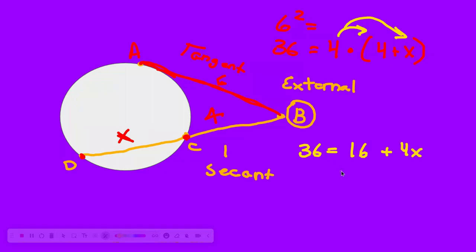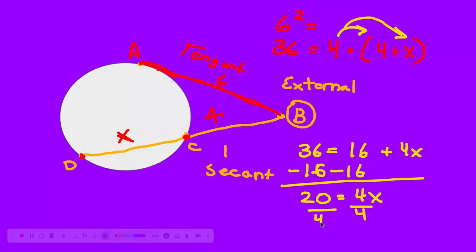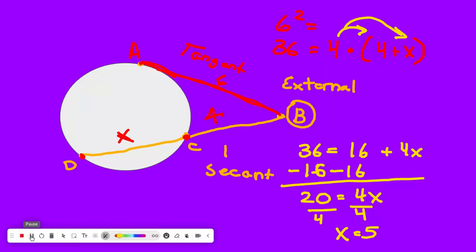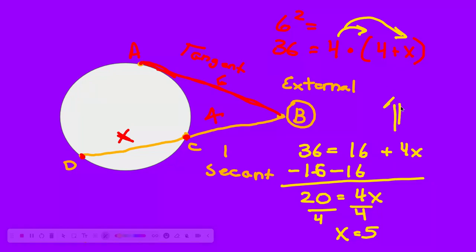And here's our simple algebra. Let's subtract the 16 on both sides. So we now have 20 equals 4x. And of course, we want the x by itself, so divide on both sides. x equals 5. So if x is 5, then 5 plus 4 is 9. Instead of having x, we have 5. So 9 times 4 is 36. So 36 equals 36. We proved the theorem.